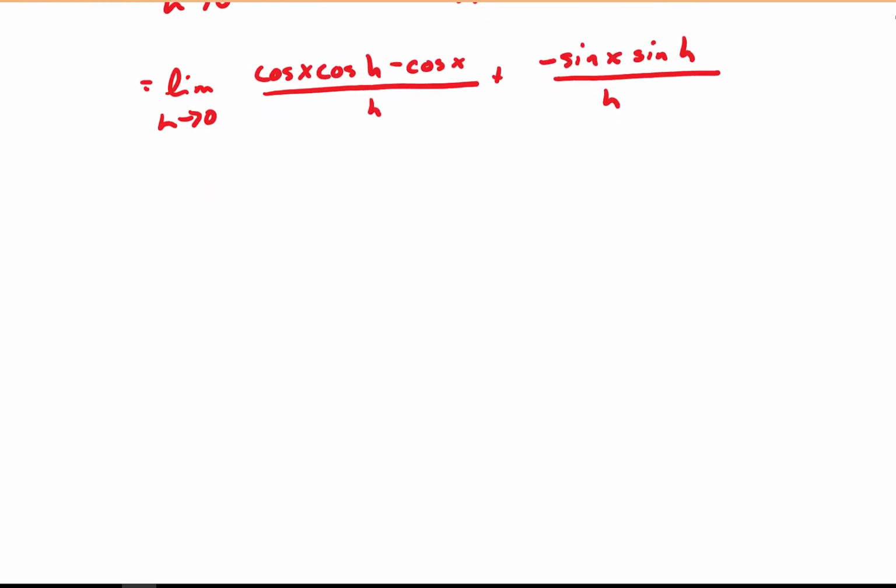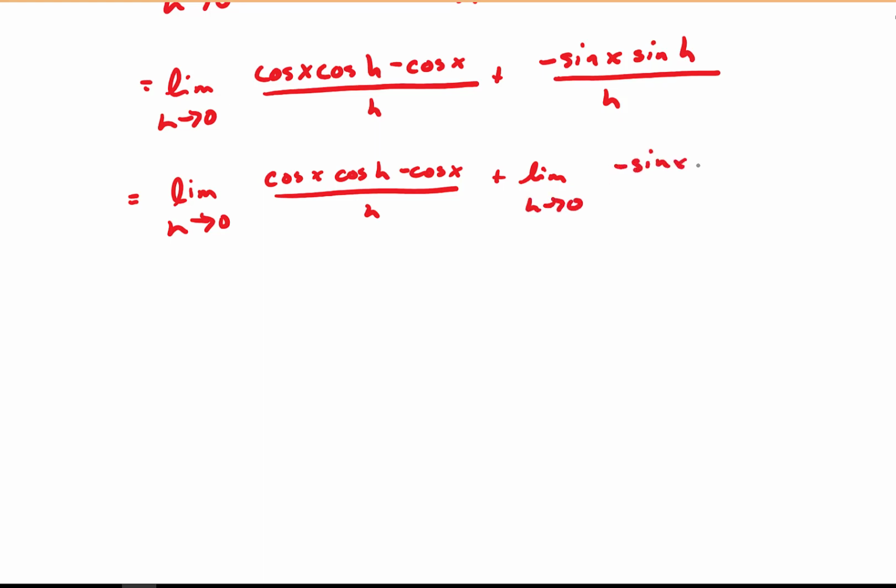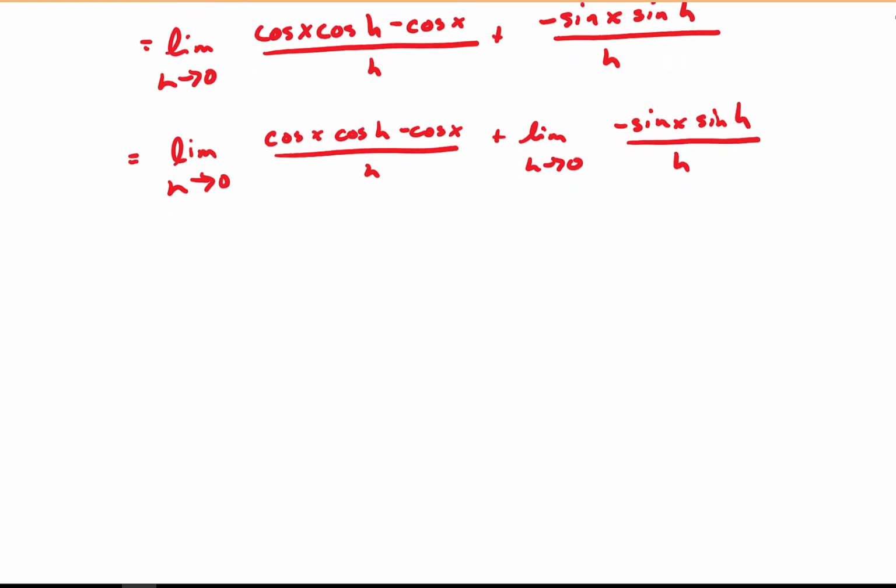So I should have done this in the last step. Let's take a step to distribute the limit over the sum. So this gives us the limit of cos x, cos h, minus cos x, all over h, plus the limit as h approaches 0 of minus sine x, sine h, all over h.